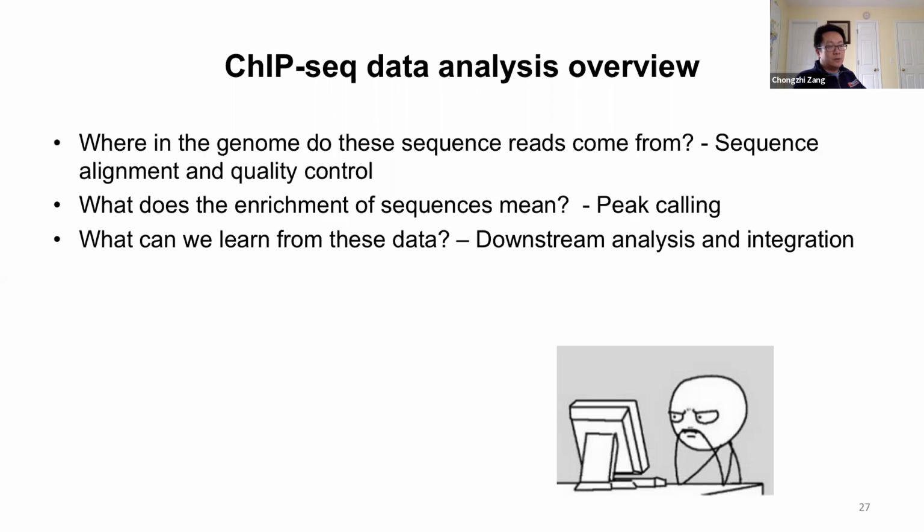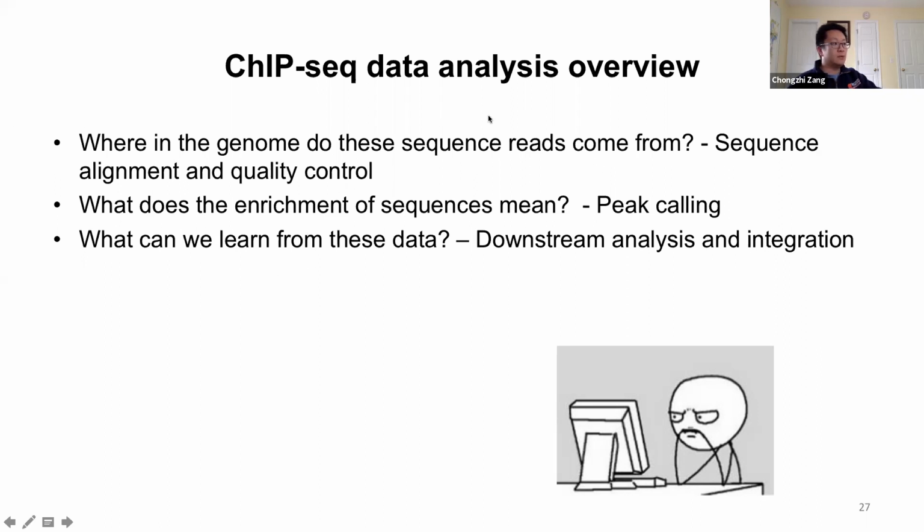By doing that, we'll use sequence alignment to address that. And the next question: where does the enrichment of sequence mean? So we will use peak calling to identify the regions that have the enrichment of sequences. And the third step is what can we learn from this data, how to interpret this data, which will involve some downstream analysis and integration.